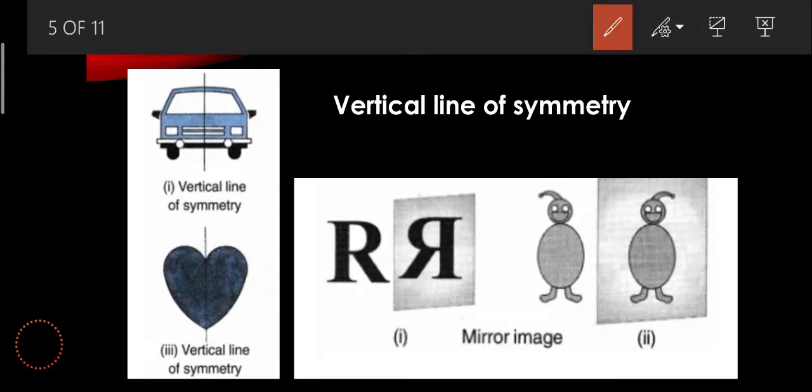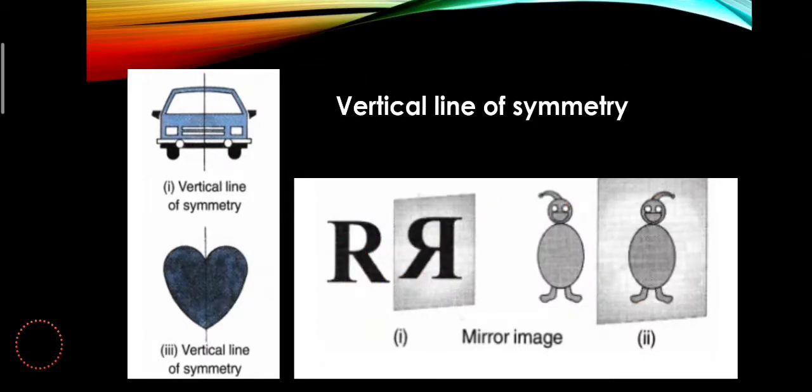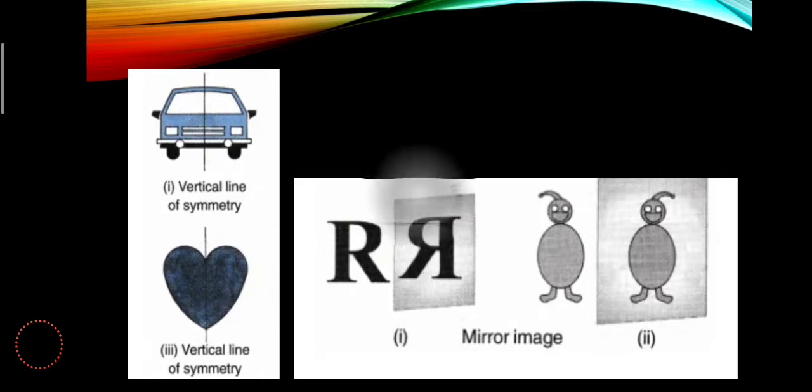Could you see this R here? This is a mirror. In the mirror, the R appears to be inverted, right? Its mirror reflection is totally opposite of the real R. Similarly, one bug is here where the antenna is moving towards the left outside the mirror, but inside the mirror the same bug's antenna is moving towards the right side. So you understood how mirror reflections show the vertical lines of symmetry.